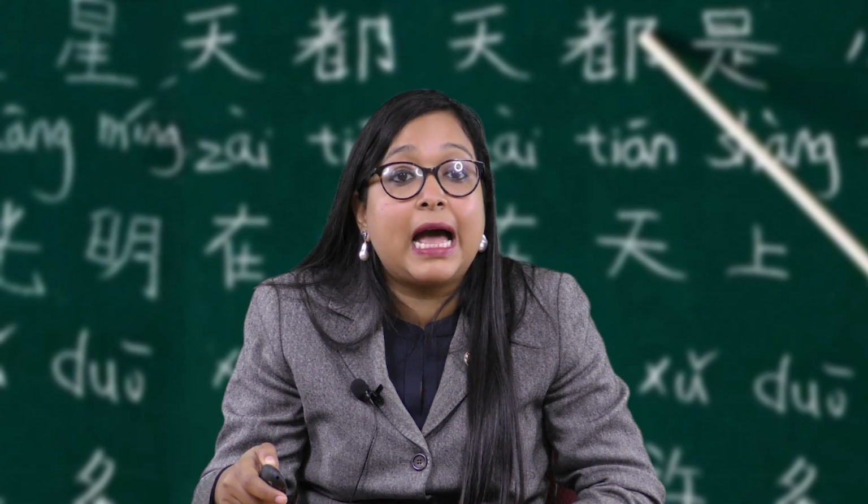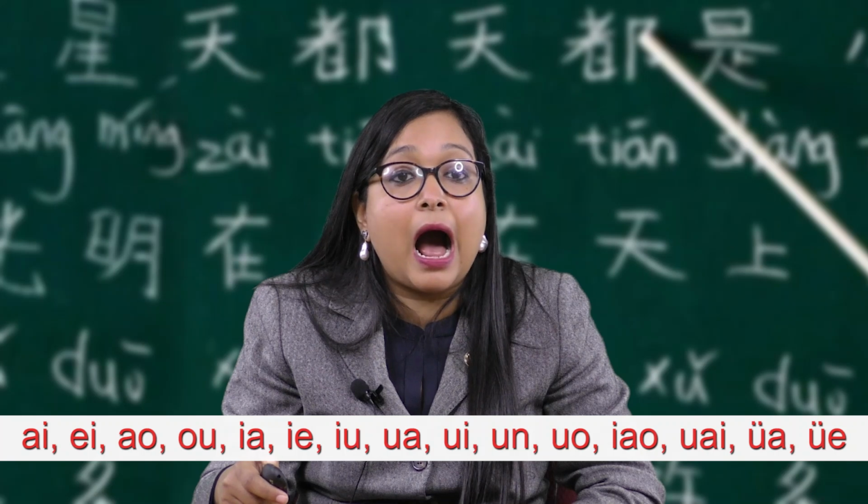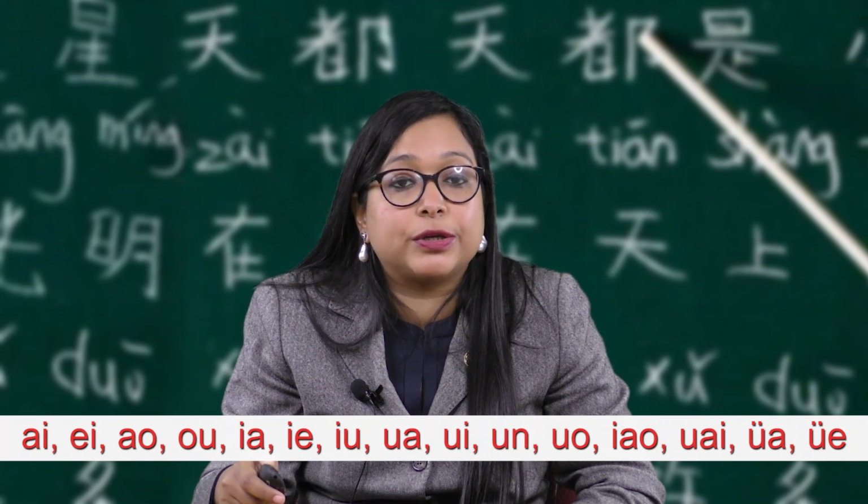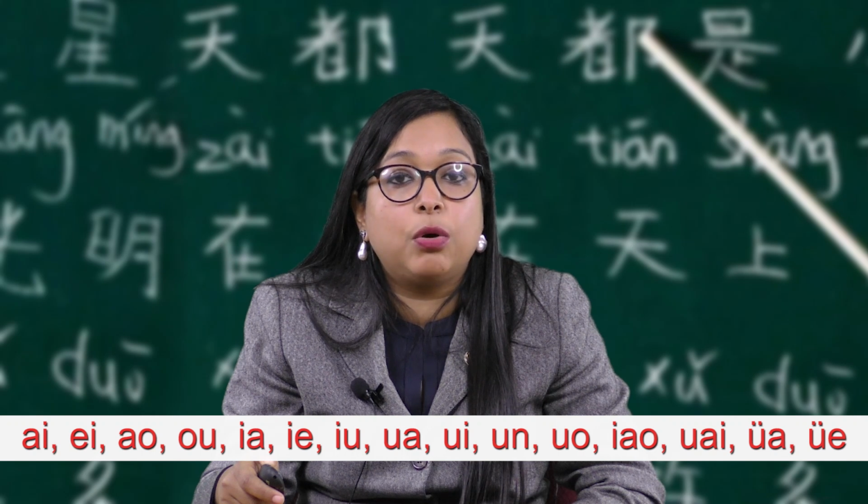For example, ai. Here, a and i combine together to form a compound final, ai. Same with ao, ou, ia, ie, ua, uo, and so on.